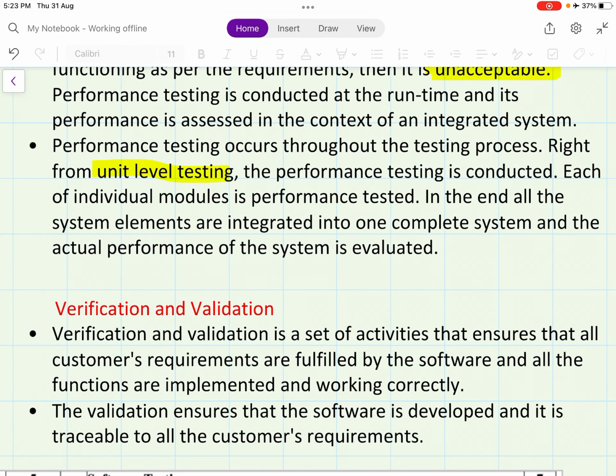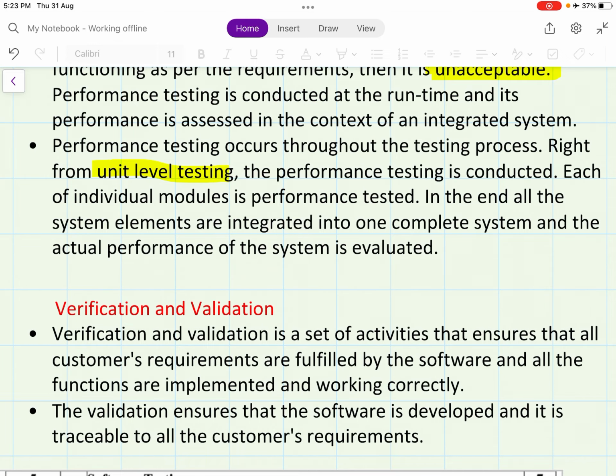Verification and validation is a set of activities that ensures that all customers' requirements are fulfilled by the software and all the functions are implemented and working correctly. The validation ensures that the software is developed and is traceable to all customers' requirements.